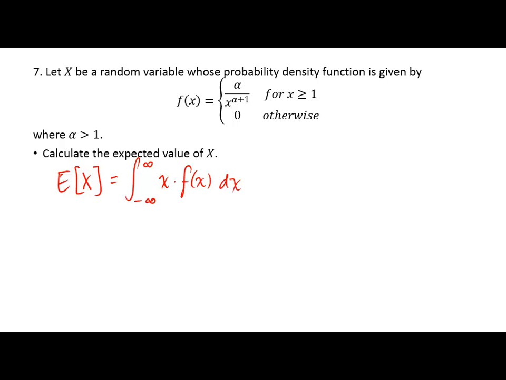I realized I made this jump before. So how can I rewrite this integral? How can I change my endpoints here?